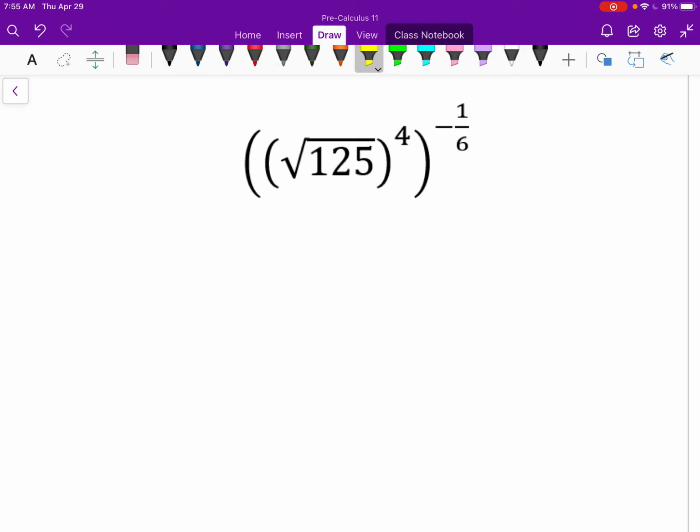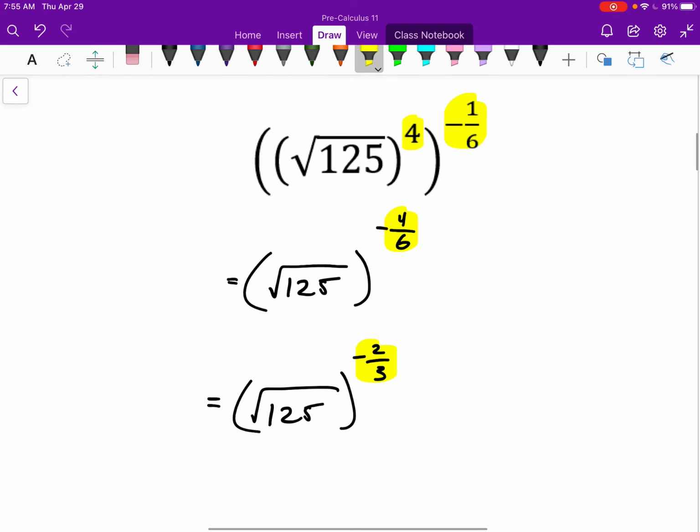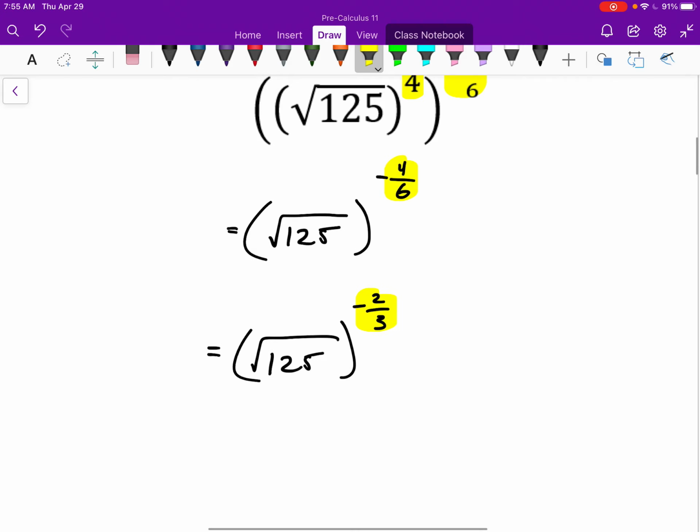One thing I can do is I have a power raised to another power. And anytime you have a power raised to another power, you can multiply those together. So I can write this as the square root of 125, all to the power of -4/6. That's it, -4/6. I might as well reduce to -2/3. All right, so it's already a lot simpler than we started with. Okay, what can I try next?